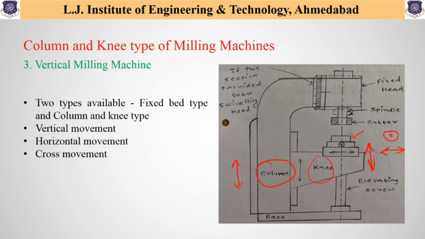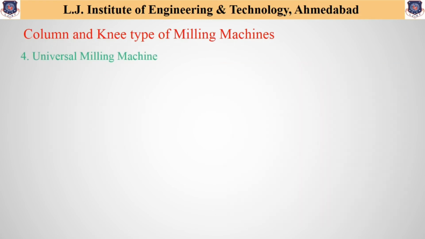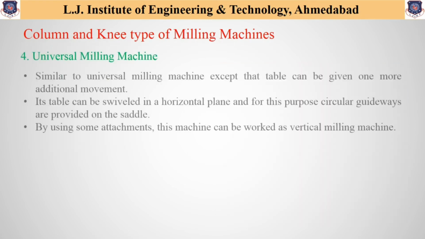So if we see from this figure, just look at this section only, because this section is common in horizontal and vertical milling machine. As we can see, only three movements are possible in horizontal and vertical milling machine: vertical, horizontal and cross. But in addition to this, if this table can be swiveled about this horizontal plane, then this extra attachment is provided, and due to this attachment the machine is called the universal milling machine.